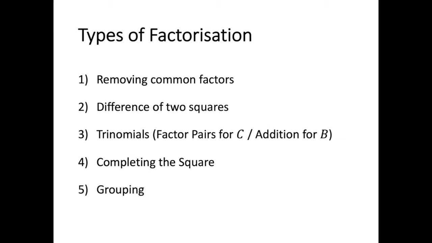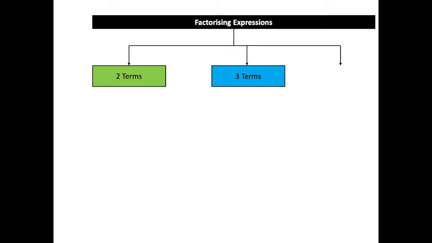So you need to be able to tell by looking at an expression what type of factorization you are going to have to use to be able to factorize it. So let's have a look at how we can decide which factorization method to be using. When we're factorizing, we've learned factorizing for three main types of expressions: expressions that have two terms in them, expressions with three terms, and expressions with four terms. So that's going to be your first hint as to which method you need to choose.